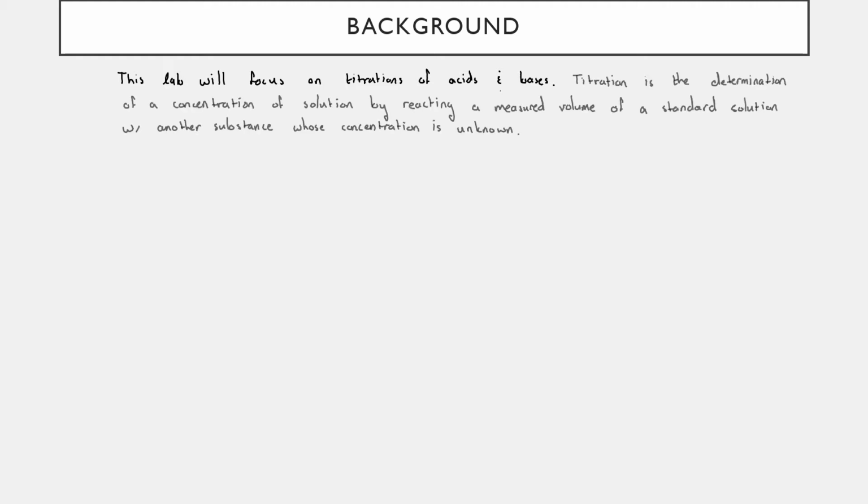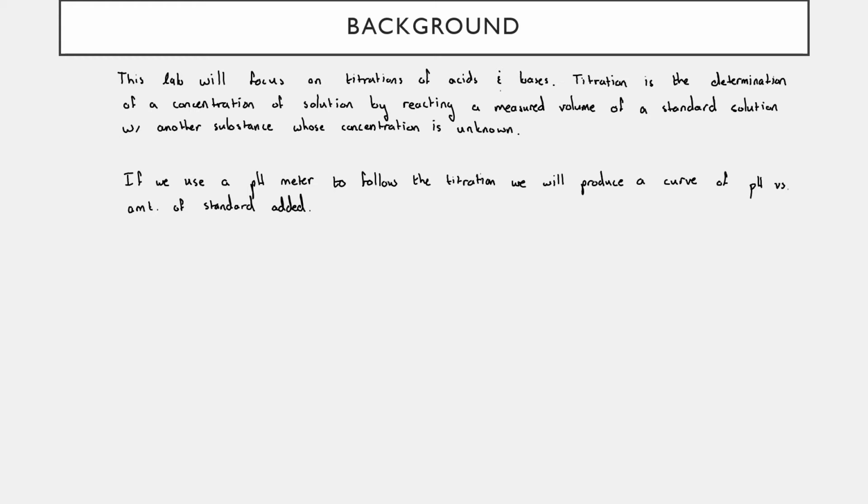I'm just going to go over the background and sort of how we're setting this lab up and what is to be done. So we're going to be doing titrations of acids and bases. You may have guessed as much from the title of the lab. And basically titration is just a way of determining the concentration of an unknown solution by reacting that solution with a measured volume of some standard solution, and then with those three numbers that you initially have, we can figure out what the concentration of our unknown solution is.